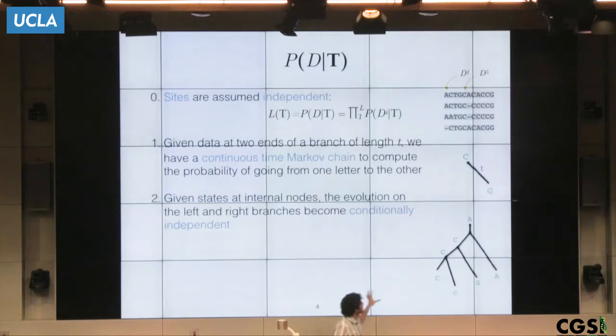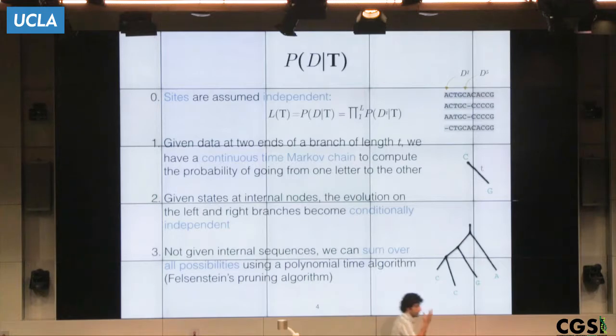The second idea is quite intuitive, which is if you have a tree like this, and if you had the labels on the internal nodes, then the evolution on the branches would become conditionally independent, meaning that conditioned on this being C, what happens here is independent from what happens there. It's just because you have a tree. That's the second idea, quite intuitive.